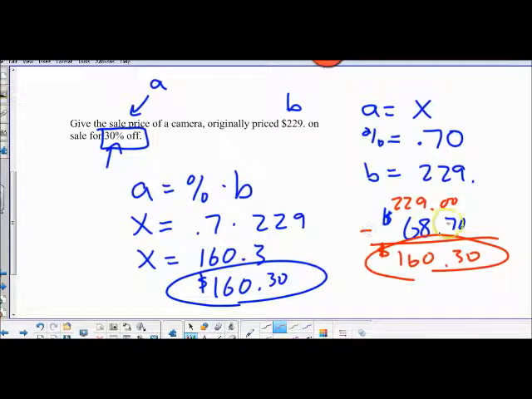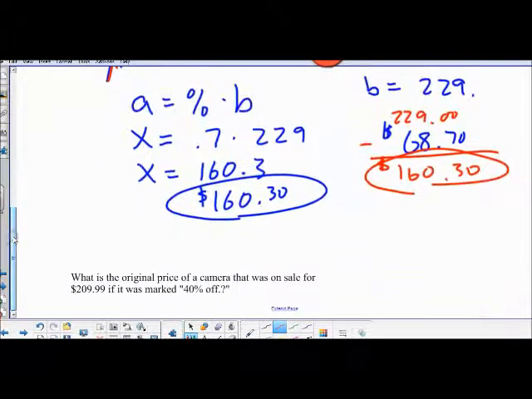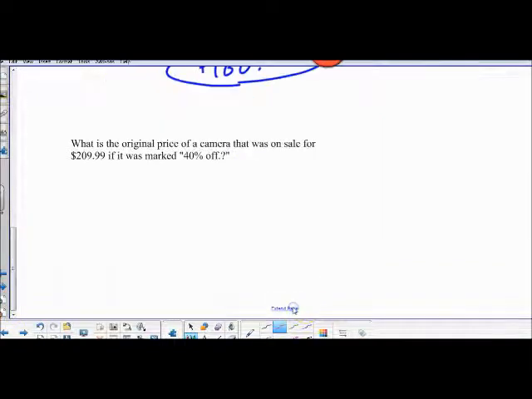So can I take it and subtract it from the original? Yes. However, if you do not have the original price, if you don't have the base, you cannot use 30% in this problem. If they just give you the sale price, and we're going to have one of those later, you're not going to be able to use 30%. Oh, here we go. Later being right now.